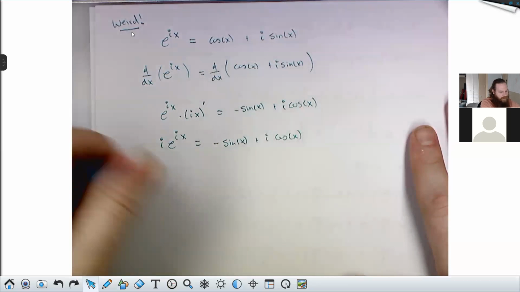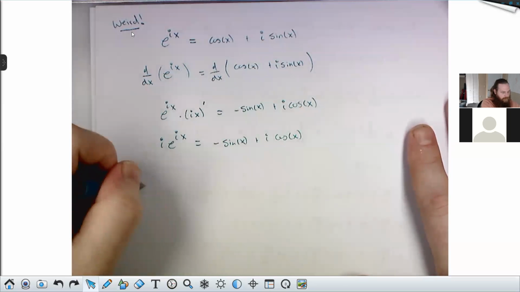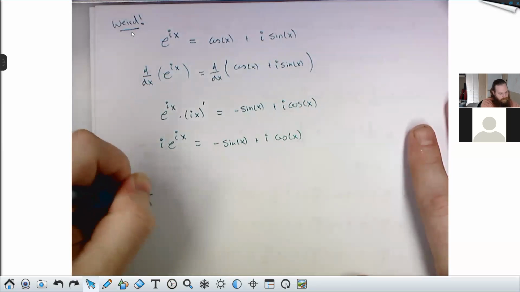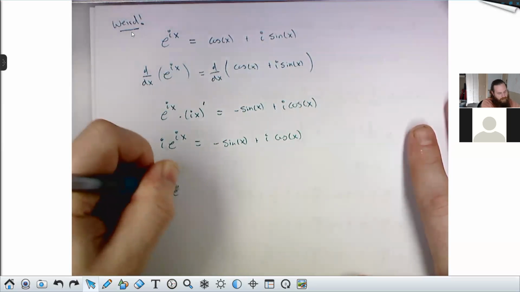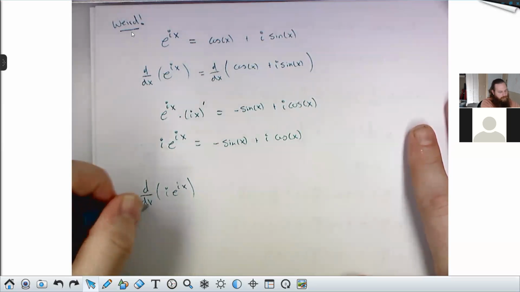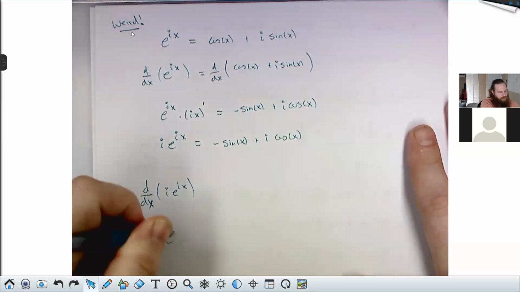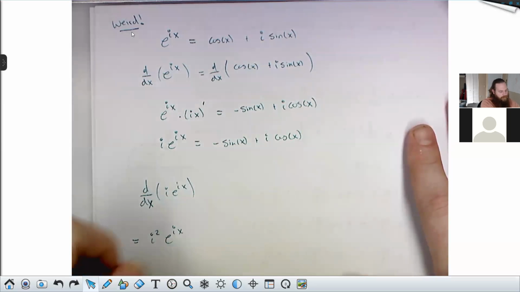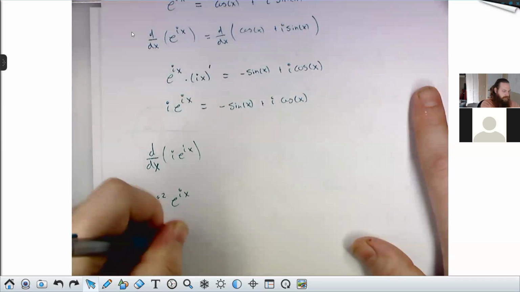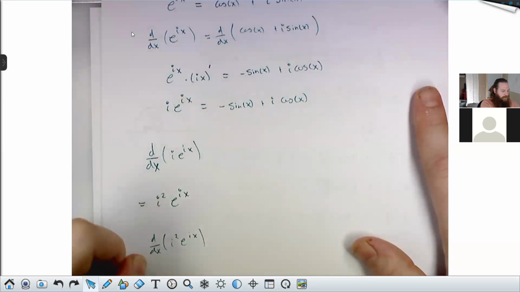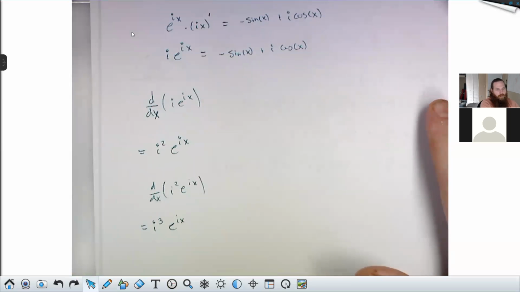And you can imagine how if I repeatedly differentiate, if I took d dx of i e to the ix, this would give me i squared e to the ix. And d dx of that would give me i cubed e to the ix.